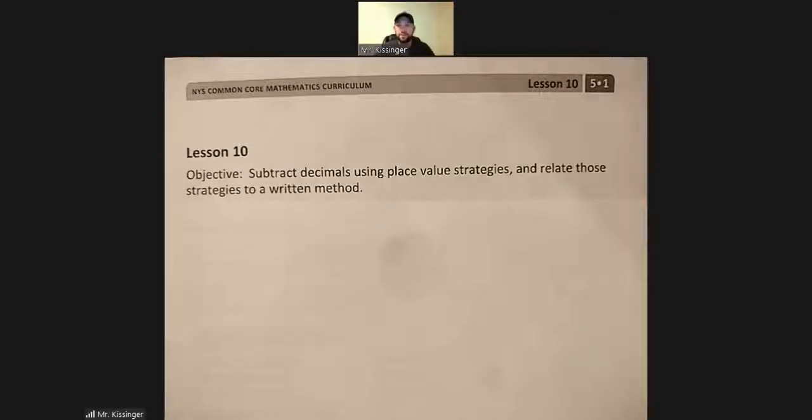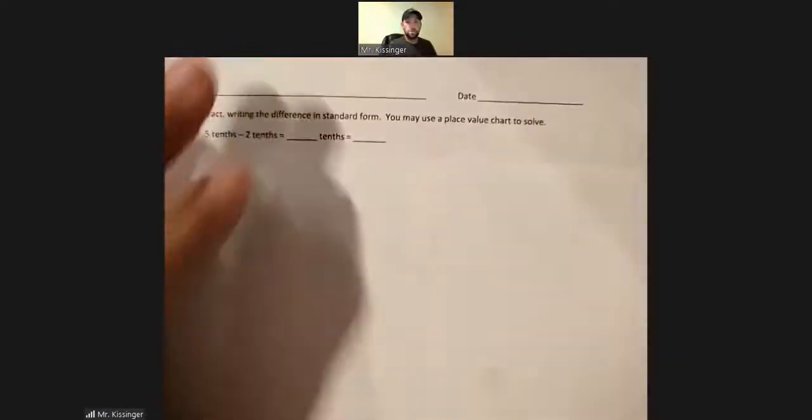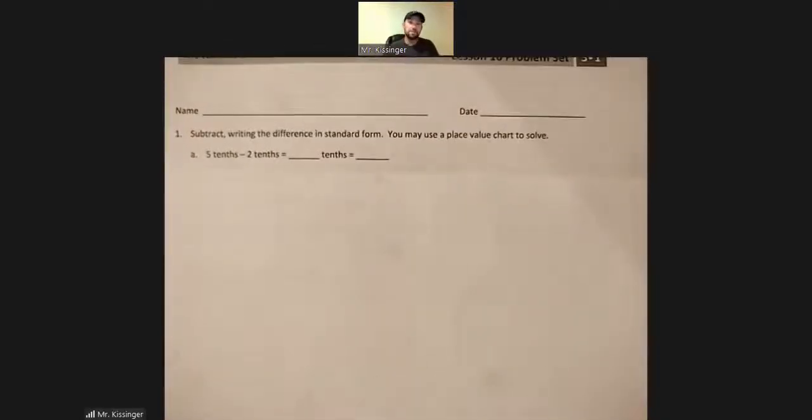Our objective for today's lesson is that we're going to be subtracting decimals using place value strategies, and we're going to relate those strategies to a written method, which is our standard algorithm. So we're going to start by using our place value charts so that we can get a better understanding of how this all works. And then we're going to move pretty quickly into using the standard algorithm that we're more familiar with when we subtract. Last lesson, we used the standard algorithm to add. It's going to be very similar when we subtract as well, as you'll see when we get to that part of the lesson.